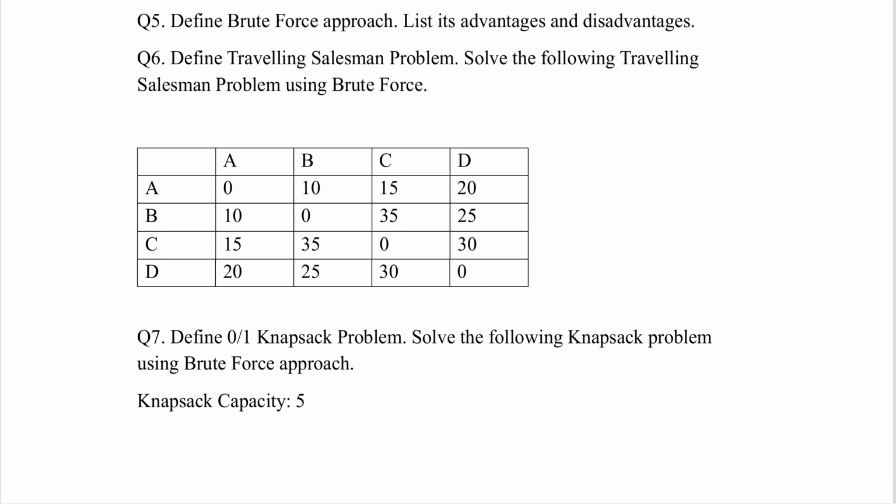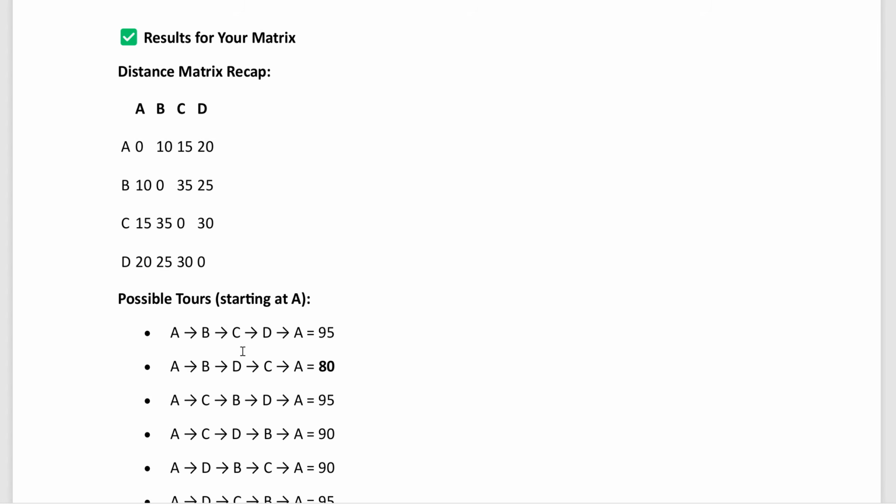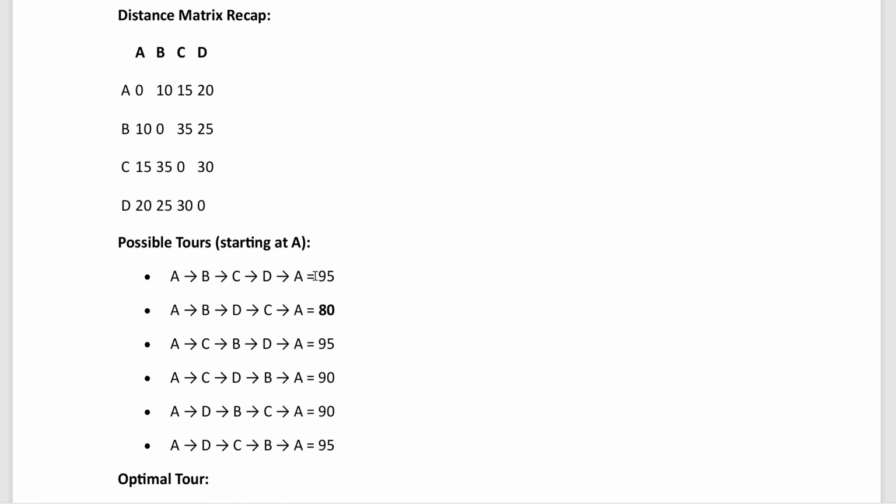There are four cities A, B, C, D, and first of all, we have to start from the node A, or the city A. The possible tours are A, B, C, D, A; A, B, D, C, A; A, C, B, and so on. All these tours we have obtained using the brute force approach for the traveling salesman problem. Out of all these tours starting from A and returning to A, the lowest cost is 80.